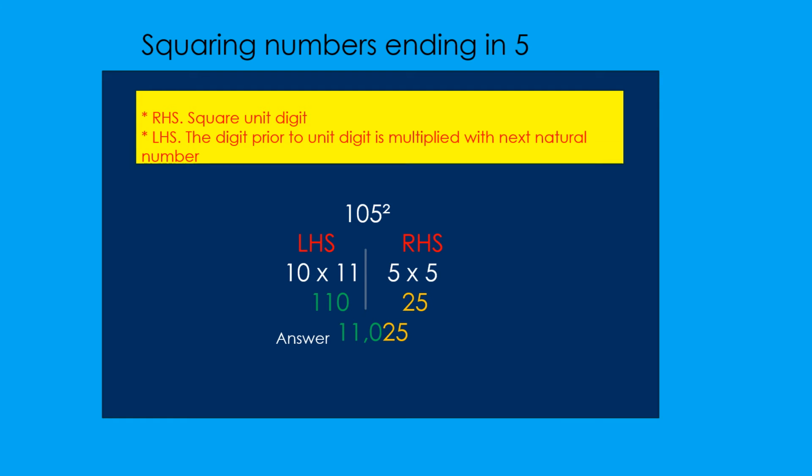One more example, 105 square. In 105 square, what digit is prior to the unit digit? Here 10. 10 is the digit prior to the unit digit 5. In LHS, the digit prior to the unit digit is multiplied with the next natural number. What comes after 10 is 11. So 10 times 11 is 110. At RHS, you just square the unit digit, 5 times 5, 25, and you combine your LHS and RHS to get the final answer, 11,025.